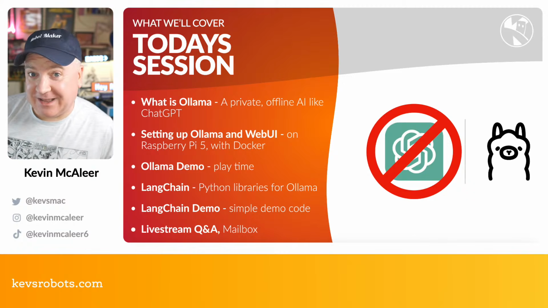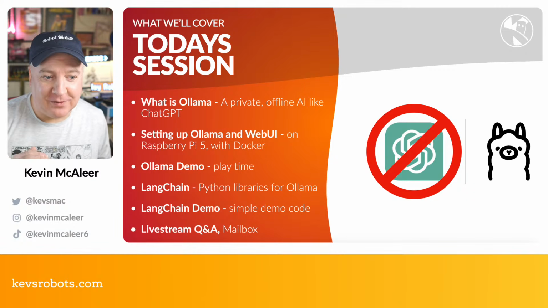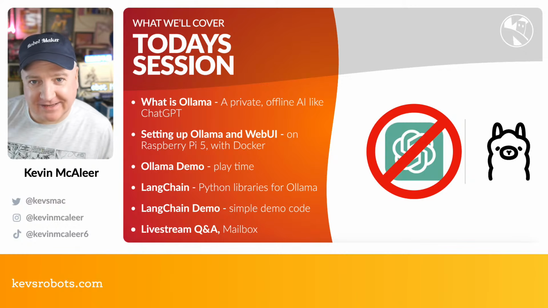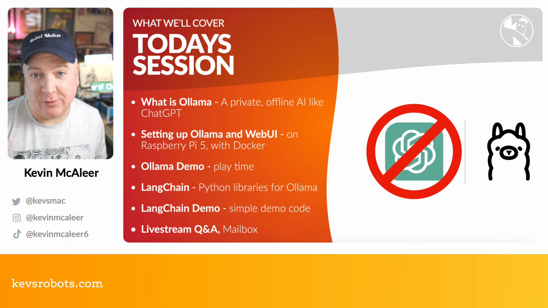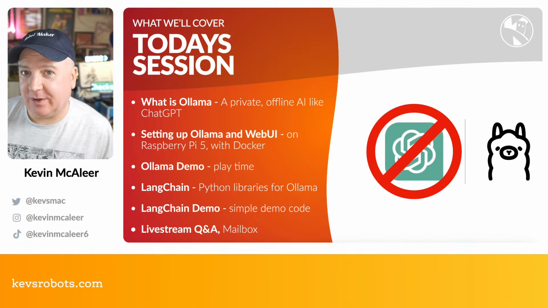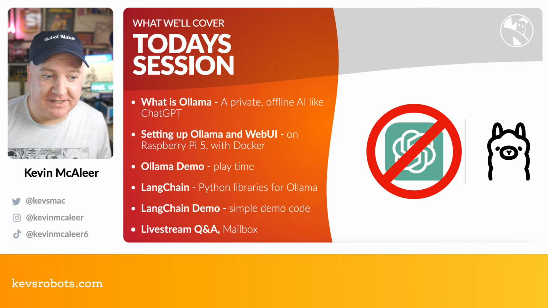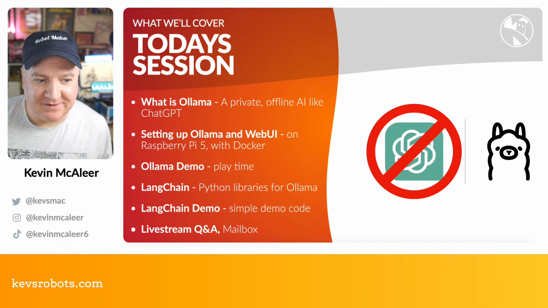We're going to have lots of demos today. We're going to look through Ollama and have a play with that quite a bit. We're going to look at LangChain, which is something we can use to basically use Ollama in our Python programs. We're going to build a really simple program using that, and we're going to have a demo of that working. And if you're here for the live stream, obviously you can hang out.